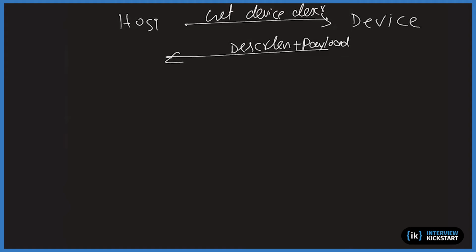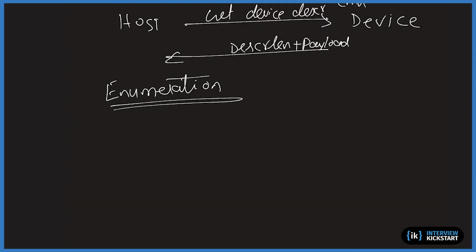This is the first thing that gets done after reset. The host does the reset and issues this USB command, and as per the protocol, if the device is compliant, it is going to respond with this descriptor. So what is the information? This is the step called enumeration. After the detection, enumeration is the second step.